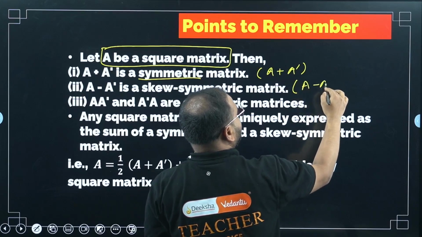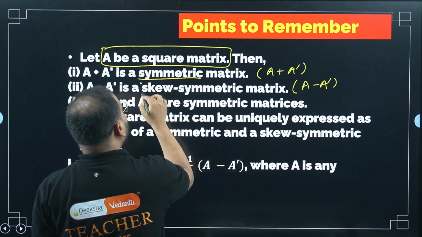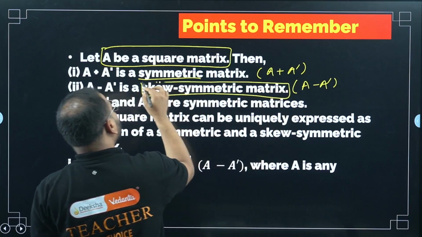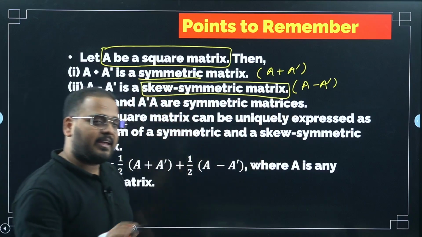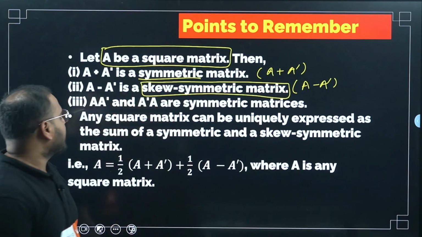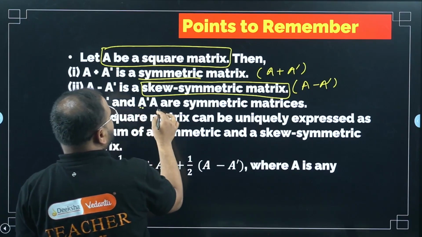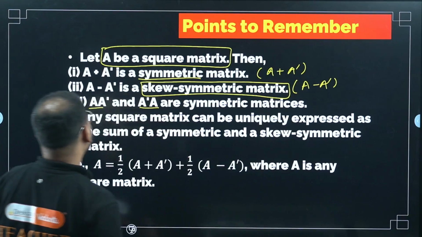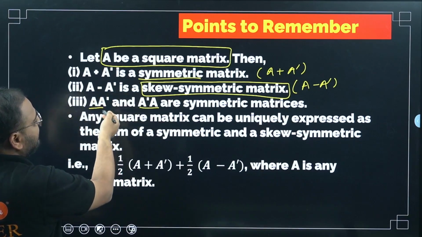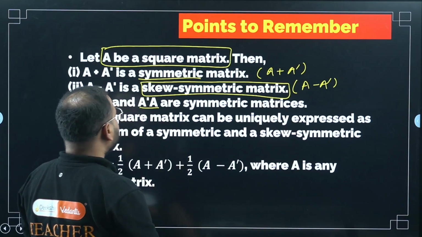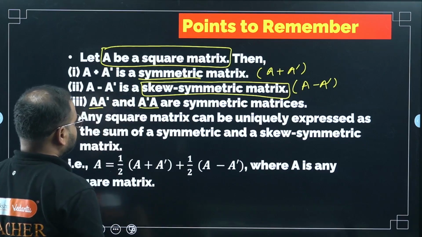In the same way, A minus A transpose will be a skew symmetric matrix. Again, A has to be a square matrix. All right. And A dash A and A A dash are symmetric matrices. A dash means the transpose, so if you multiply A dash and A, the result is symmetric.